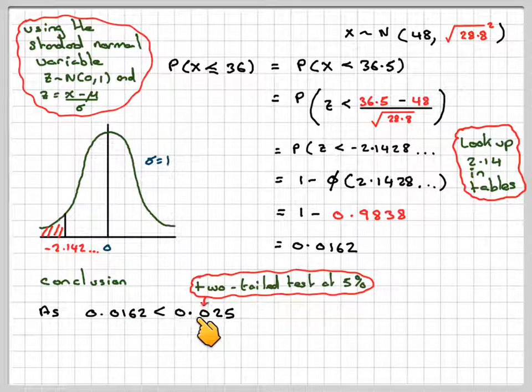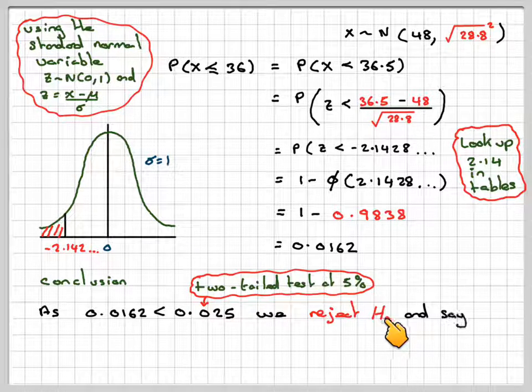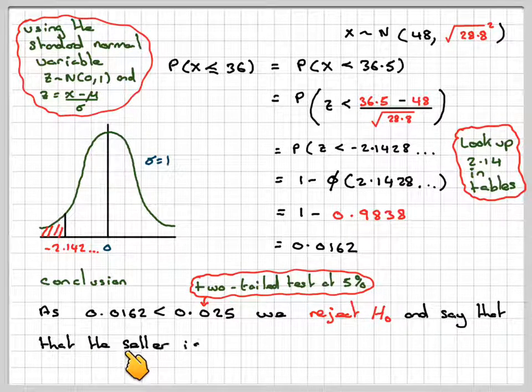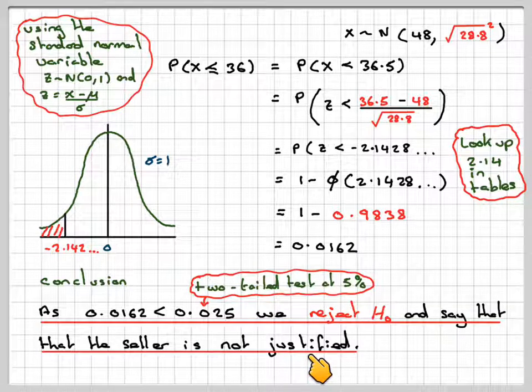Now, because it's a two-tailed test, the conclusion is: 0.0162 is less than 0.025. It's 5%, but we're looking at 2.5% in that end and 2.5% in that end, because it's two-tailed. We have to split the 5% up. We reject H0 and say that the seller is not justified.